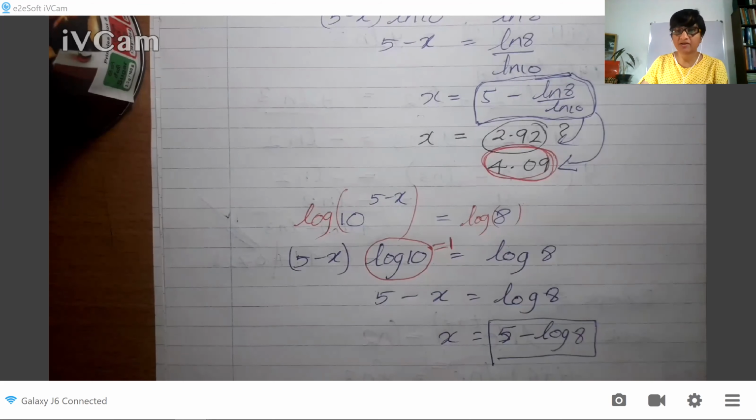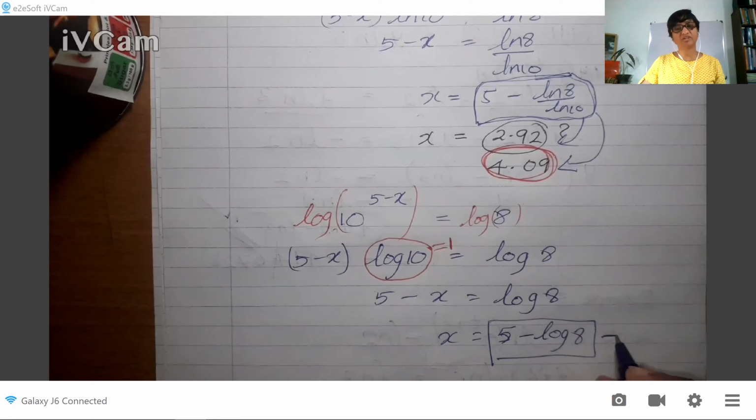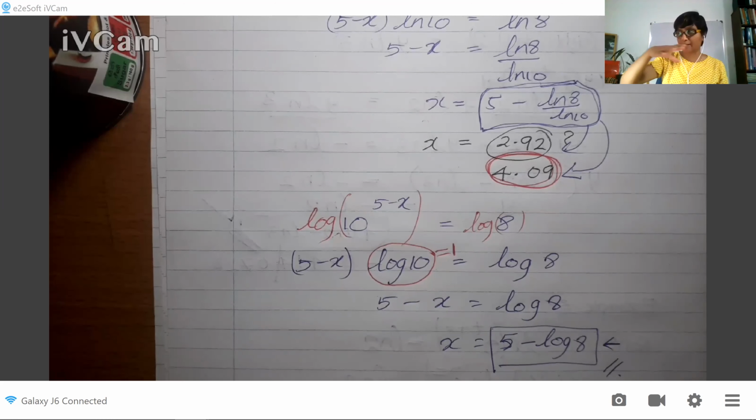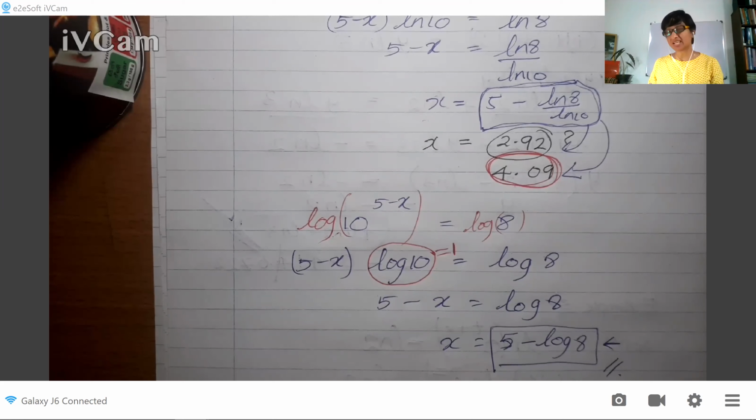So I think this is the answer, 4.09. Sasindu, I don't have the calculator. I need to buy one because I failed. You left it in Sri Lanka. It's okay. If you can do up to this step, that is fine. Actually, we should leave our answer at that step because all these answers are irrational numbers. So when you compute it using the calculator, it gives you a never-ending decimal number, which is not exact.